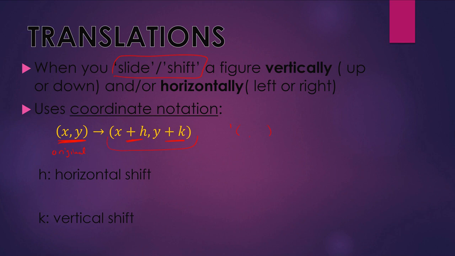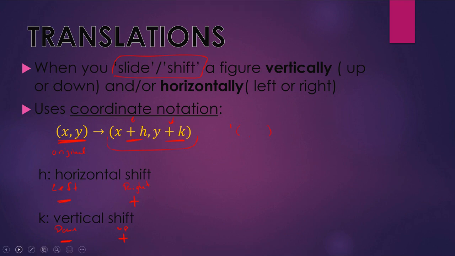And so even though it has a plus right there, it can essentially be negative. The way we determine whether it's plus or minus, or positive or negative, is depending on your shift. So if you go to the left, you're going to see minus. If you go to the right, you're going to see plus. And vertically, same thing. If you go down, you're going to see minus. If you go up, you're going to see plus.